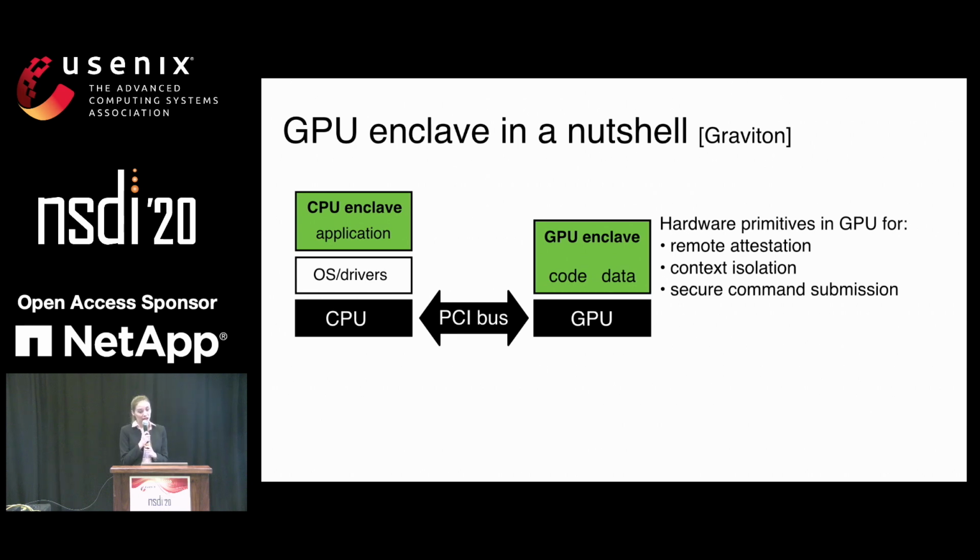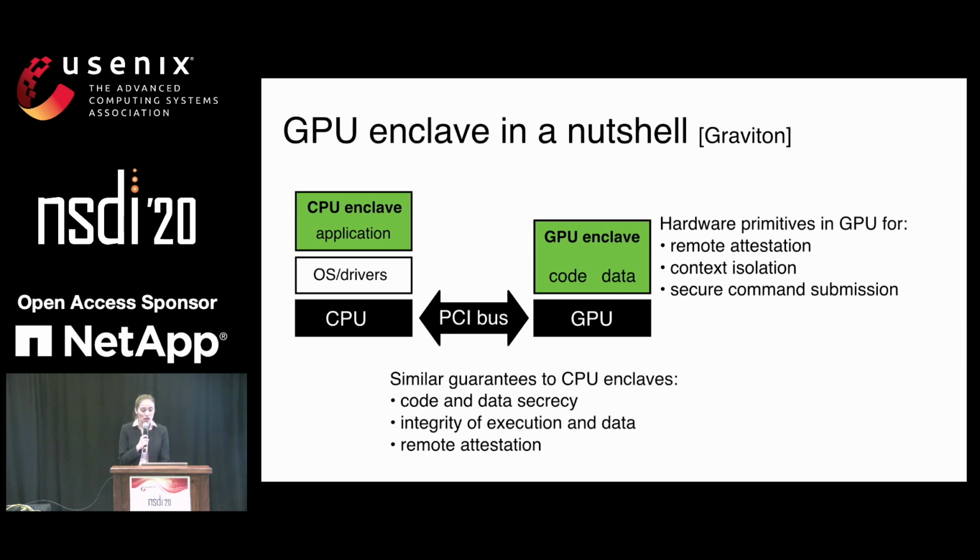Also for context isolation, such as isolating code and data from other processes in the system, and secure command submission to prevent, for example, malicious commands from being sent to the GPU by the attacker. And the guarantees it aims to provide are very similar to CPU enclaves: code and data secrecy, integrity of execution and data, and remote attestation.